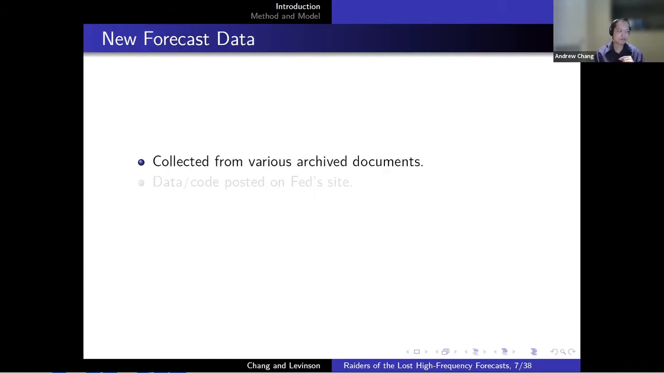Okay, so on the data, we collected a bunch of archived documents from internal sources. They're documented in the appendix to the paper. But we basically tried to use these archived documents to create a real-time account of what the staff was thinking about the economy, in addition to the well-publicized projections of the staff in the green books and teal books. All of the data and code that we use for this paper is posted on the Fed site. You can download it, use it for your own research, etc.